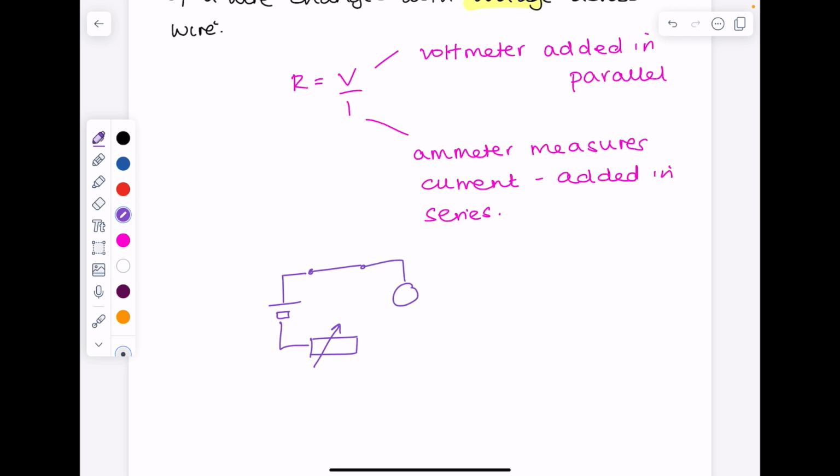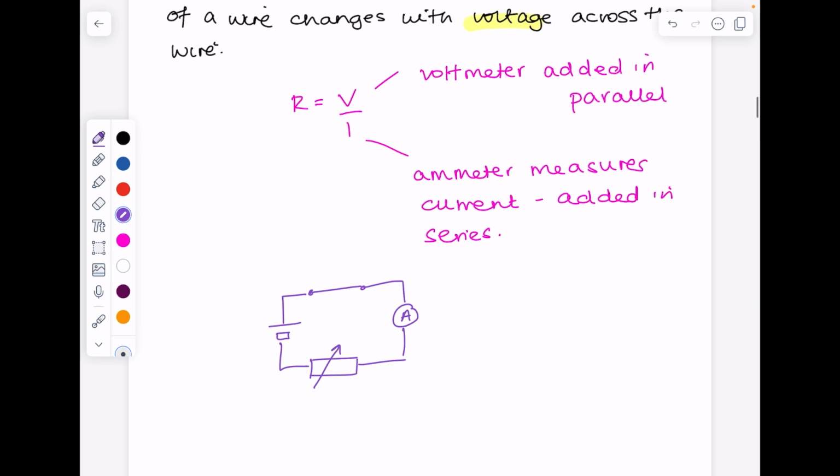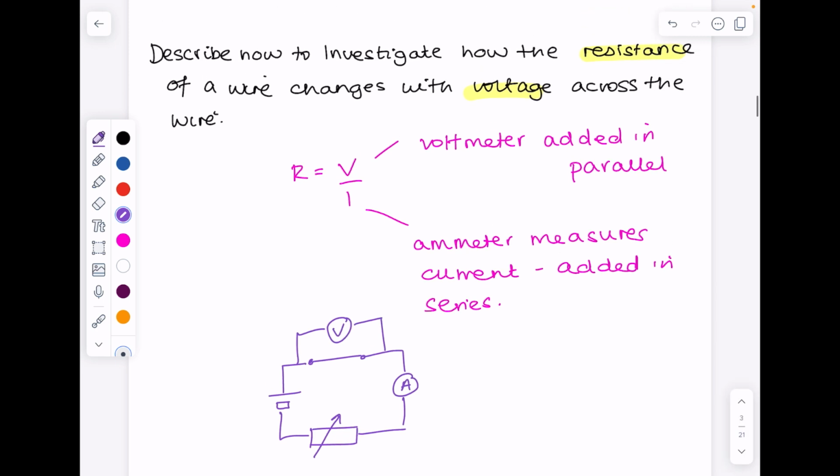As I've already said, I need an ammeter to record the current, which I've added in series, and then I need a voltmeter to measure the voltage, which needs to be added in parallel around the component that we're interested in, and we're interested in the wire, which is why I'm adding it here. So that's what you need to draw if they ask you to draw a circuit of what's going on.